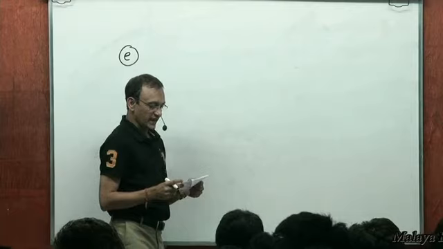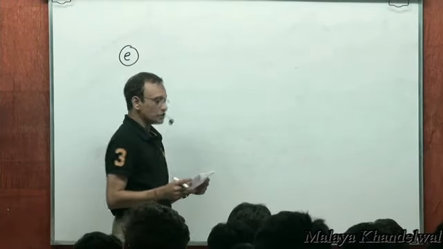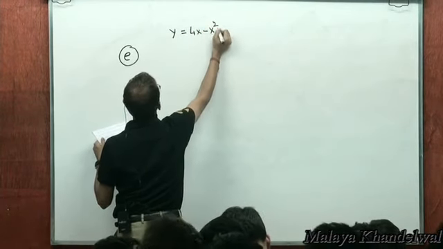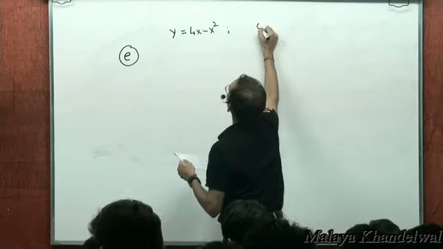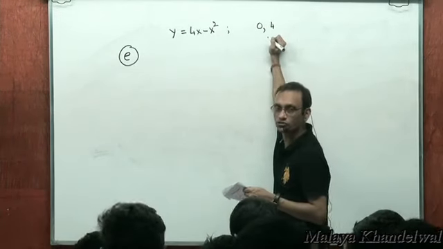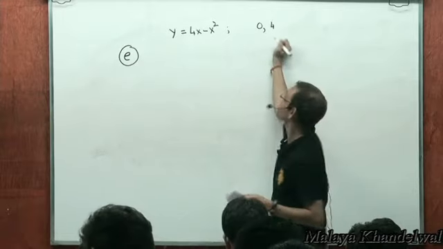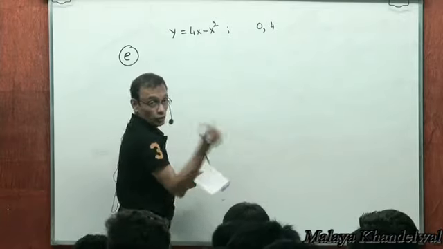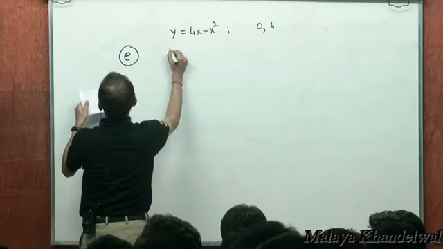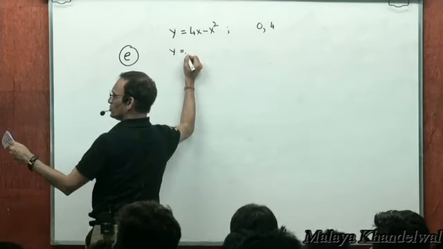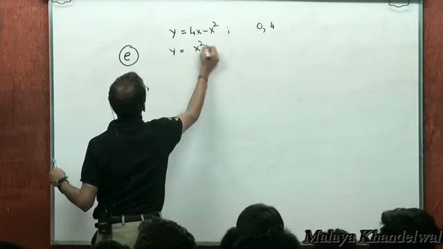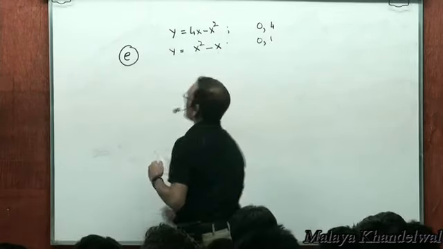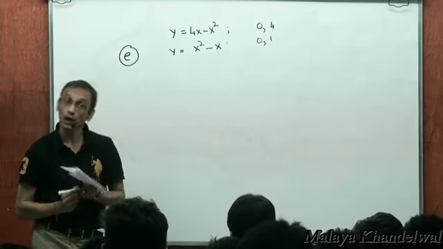In what ratio does the x-axis divide the area of the region bounded by the parabola y equal to 4x minus x square? This parabola has roots 0 and 4, so it will loop between 0 and 4, a downward opening parabola. Whereas this parabola, which is y equal to x squared minus x, is an upward opening parabola, and it will loop between 0 and 1.